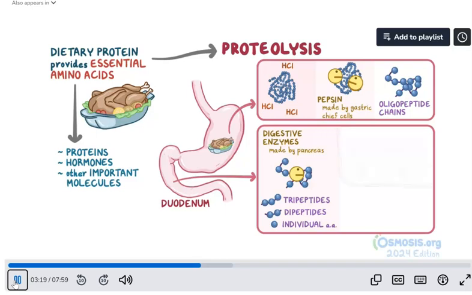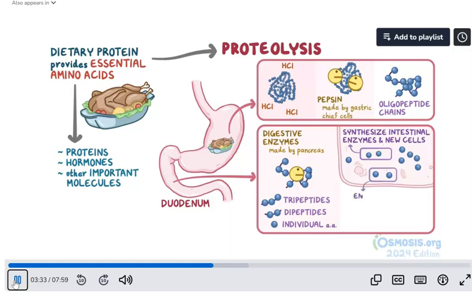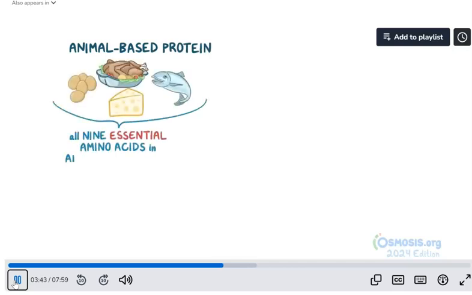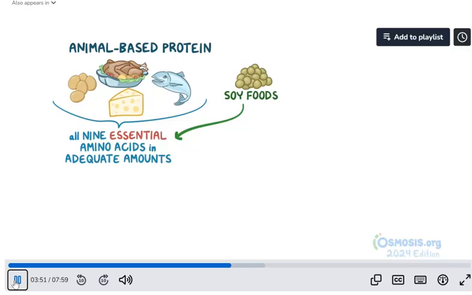These can all be taken up to the intestinal cells, where di and tripeptides are then converted into amino acids. Some amino acids remain in these cells and are used to synthesize intestinal enzymes and new cells, but most enter the bloodstream and are transported to other parts of the body. In general, animal-based protein foods like eggs, dairy, seafood, and meat provide all 9 essential amino acids in adequate amounts. Soy foods are unique in that they are plant-based and also provide all 9 essential amino acids in adequate amounts.